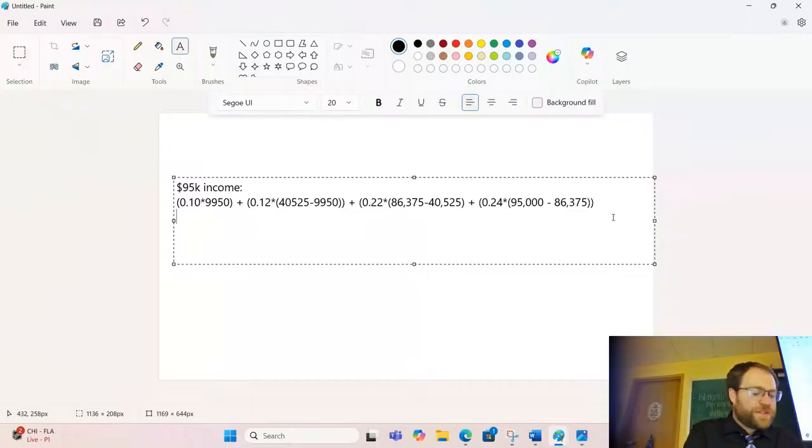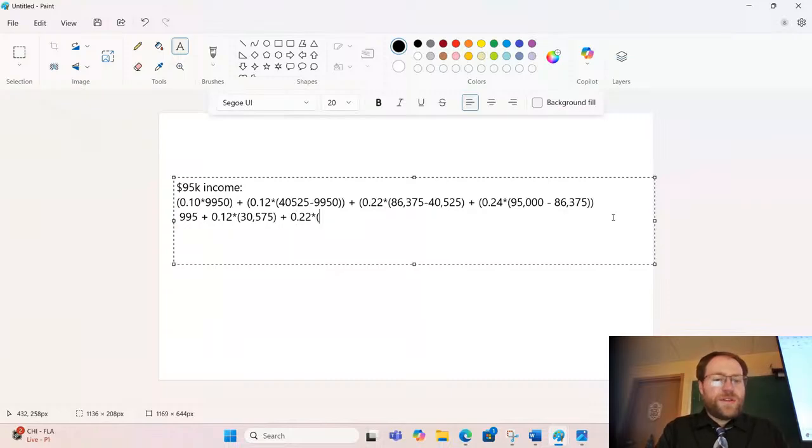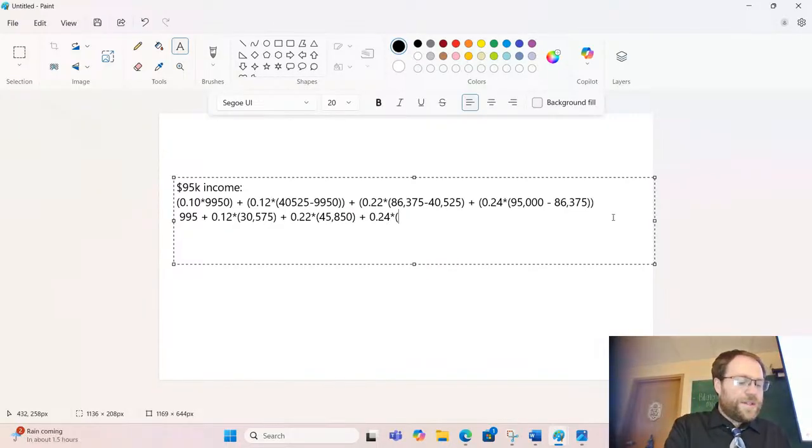Now, if you want to, you could break this down by number. So 995 plus 0.12 times 40,525 minus 9,950, which is 30,575, and 0.22 times 86,375 minus 40,525, which is 45,850, plus 0.24 times 95,000 minus 86,375, which is 8,625.